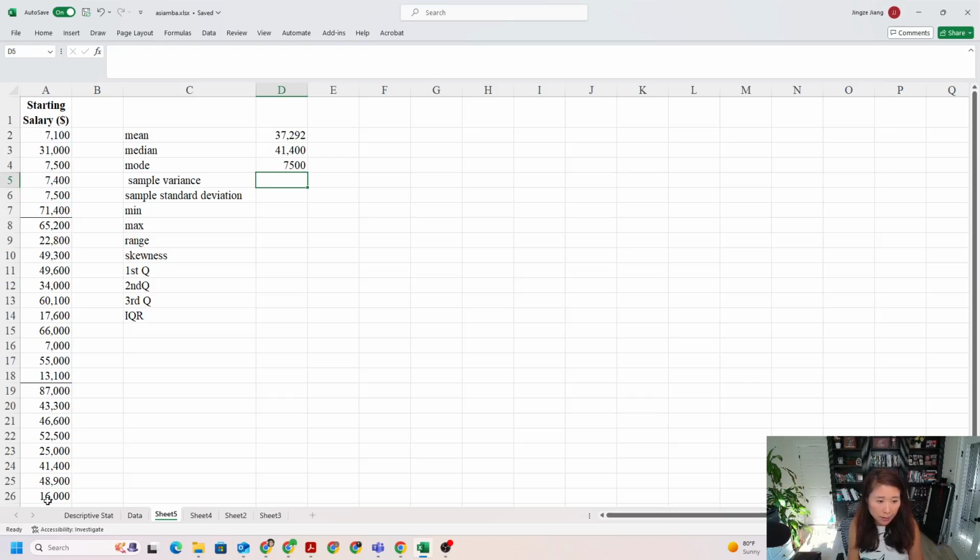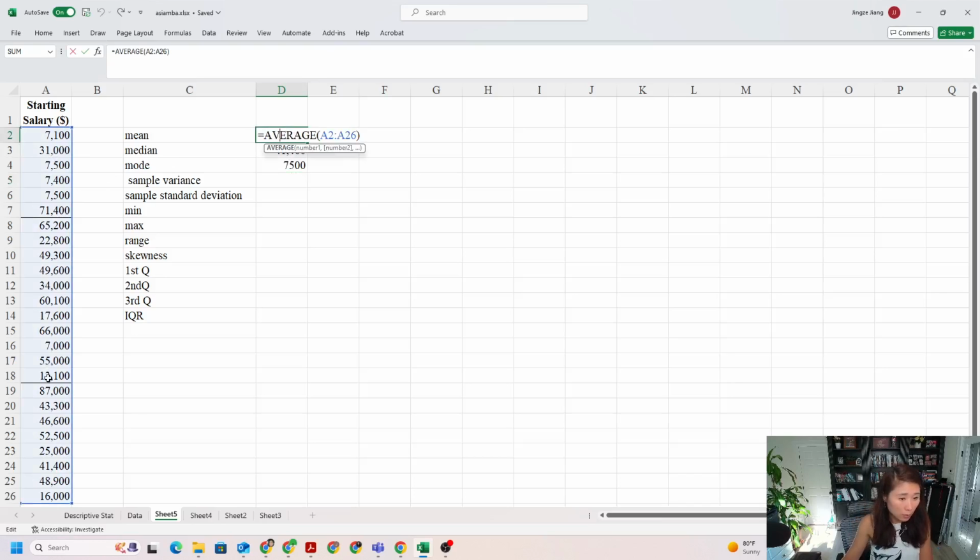And then close the parentheses, push enter. So basically, 7,500, this starting salary shows up the most. One thing I want to call out: all the formulas we're learning here can only select one column. If you select more than one column, it will not calculate. So you can only select one column for all those formulas.